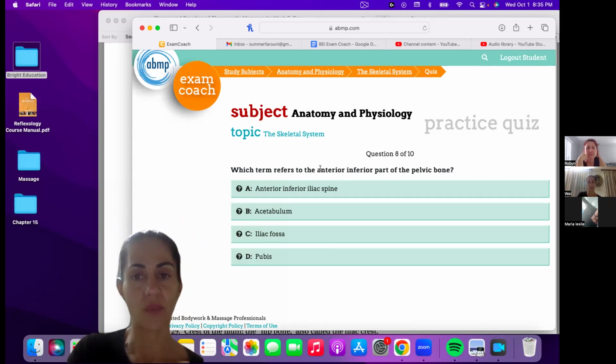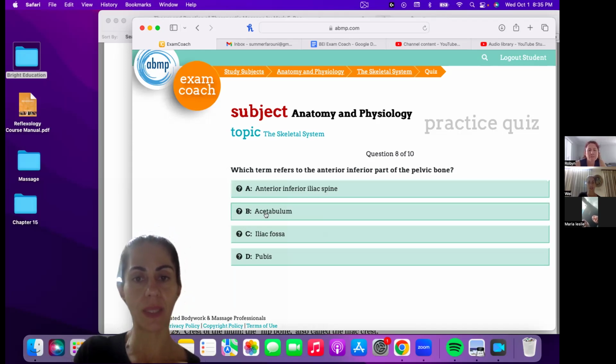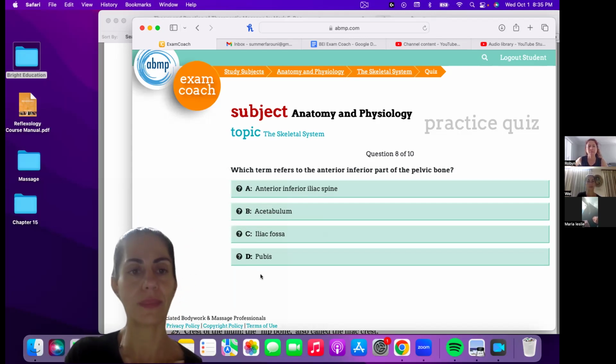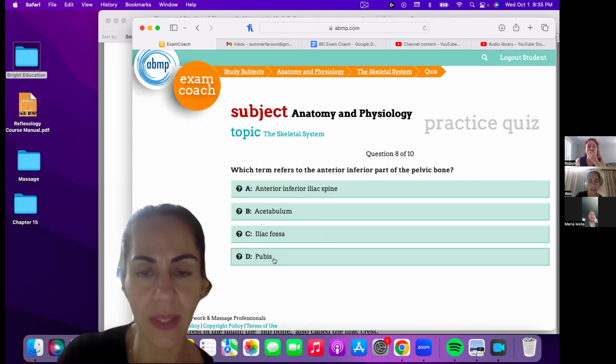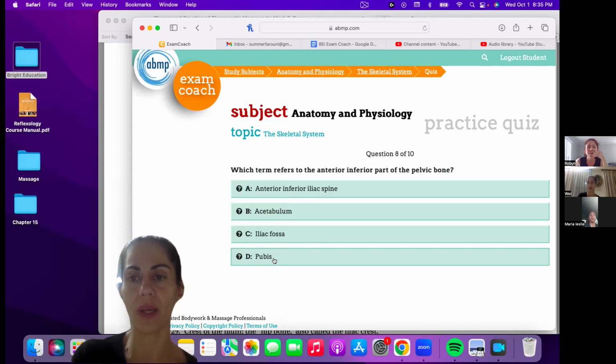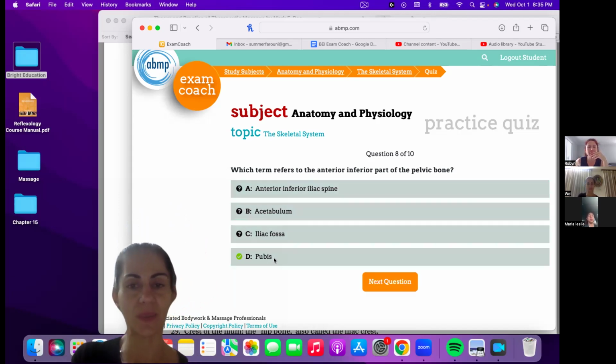Which term refers to the anterior inferior part of the pelvic bone? So anterior, front, inferior, the lower part of the pelvic bone. Anterior inferior iliac spine, acetabulum, iliac fossa, or pubis. The pubis? Which is the anterior, inferior part of the pelvic bone. D. Correct, Amanda.